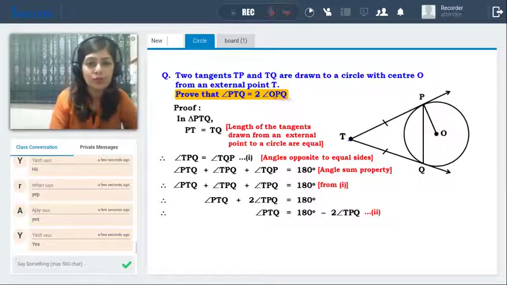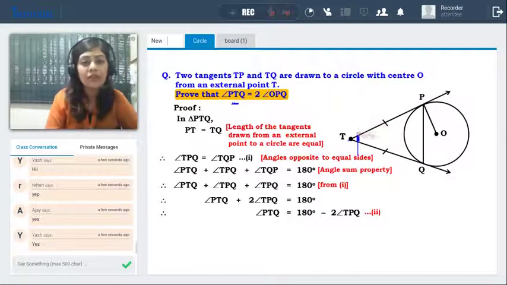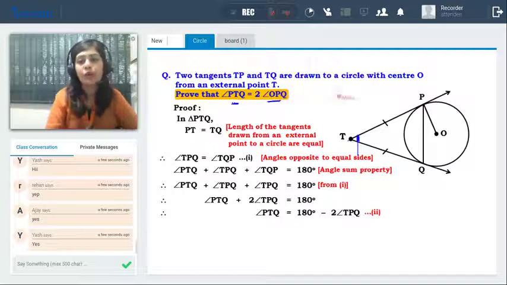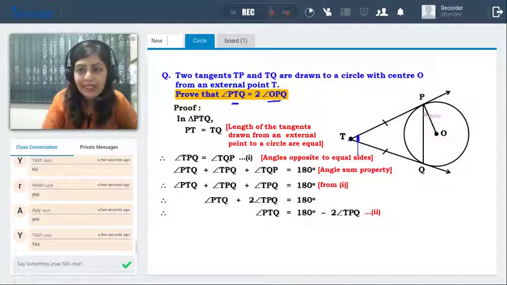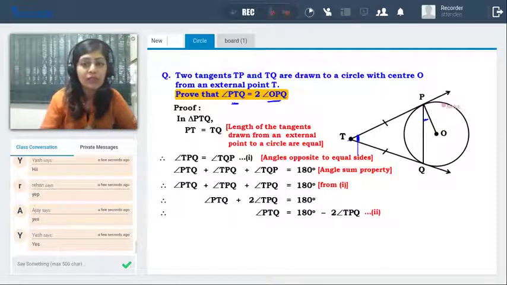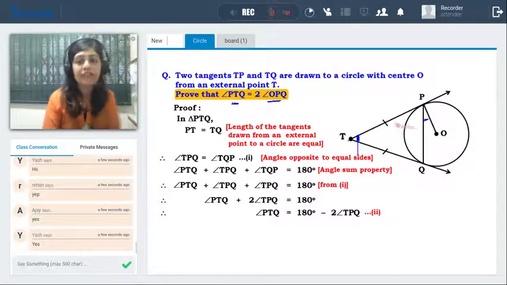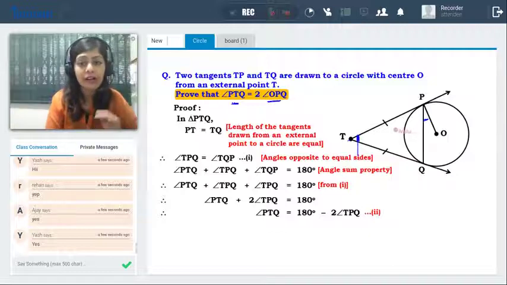Let's look at what we need to prove. We need angle PTQ, this angle, to be equal to 2 times angle OPQ. OPQ is this angle. So students, pay attention. I've marked these angles for you so that we can see that we need some relation between these two angles. Now I'm going to change my color so that we can start proving this. Students, I'm not worried about the steps. Let's quickly look at how we approach this sum.